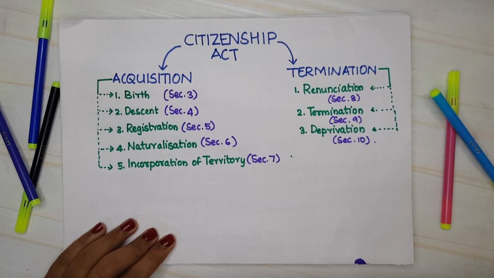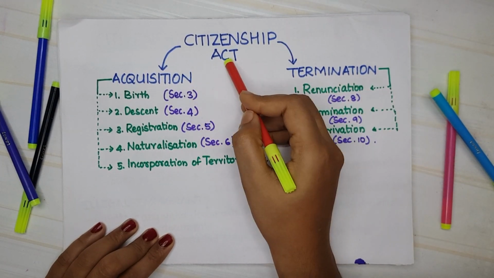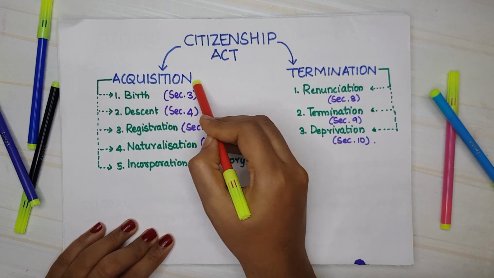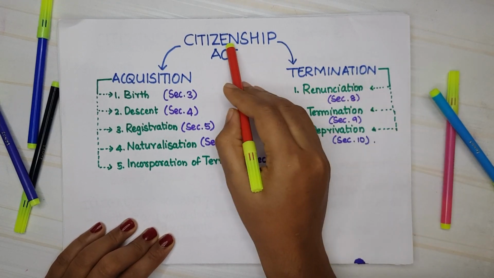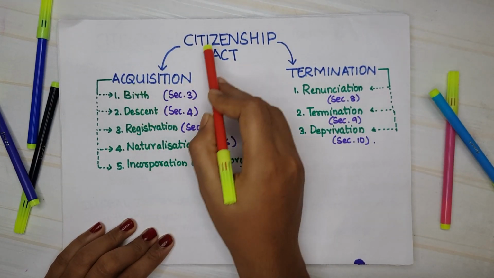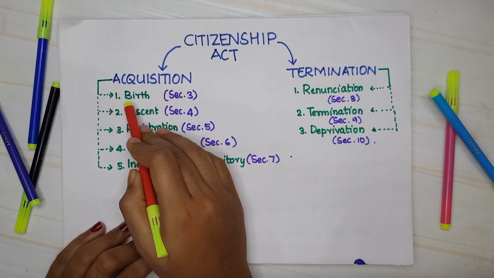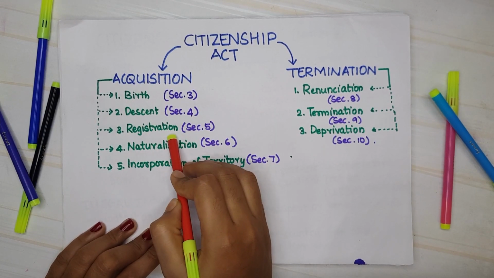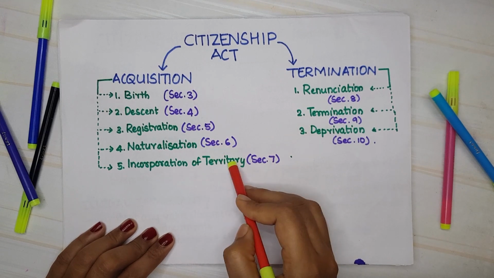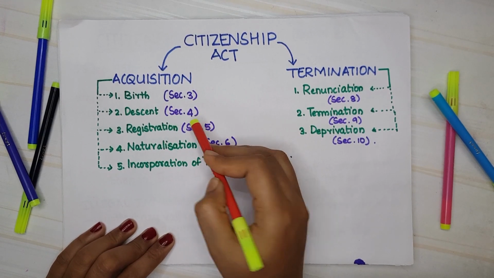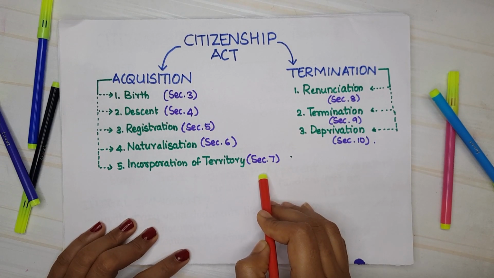The Citizenship Act deals with acquisition and termination of citizenship. We have discussed that. Now we are going to discuss the different modes by which acquisition of citizenship happens and the different modes by which termination of citizenship happens. The first one is acquisition of citizenship. There are 5 modes by which citizenship can be acquired. The first is birth, second descent, third registration, fourth naturalization, and fifth incorporation of territory. These are addressed under Section 3, Section 4, Section 5, Section 6 and Section 7 respectively. We will study these 5 later in the video.